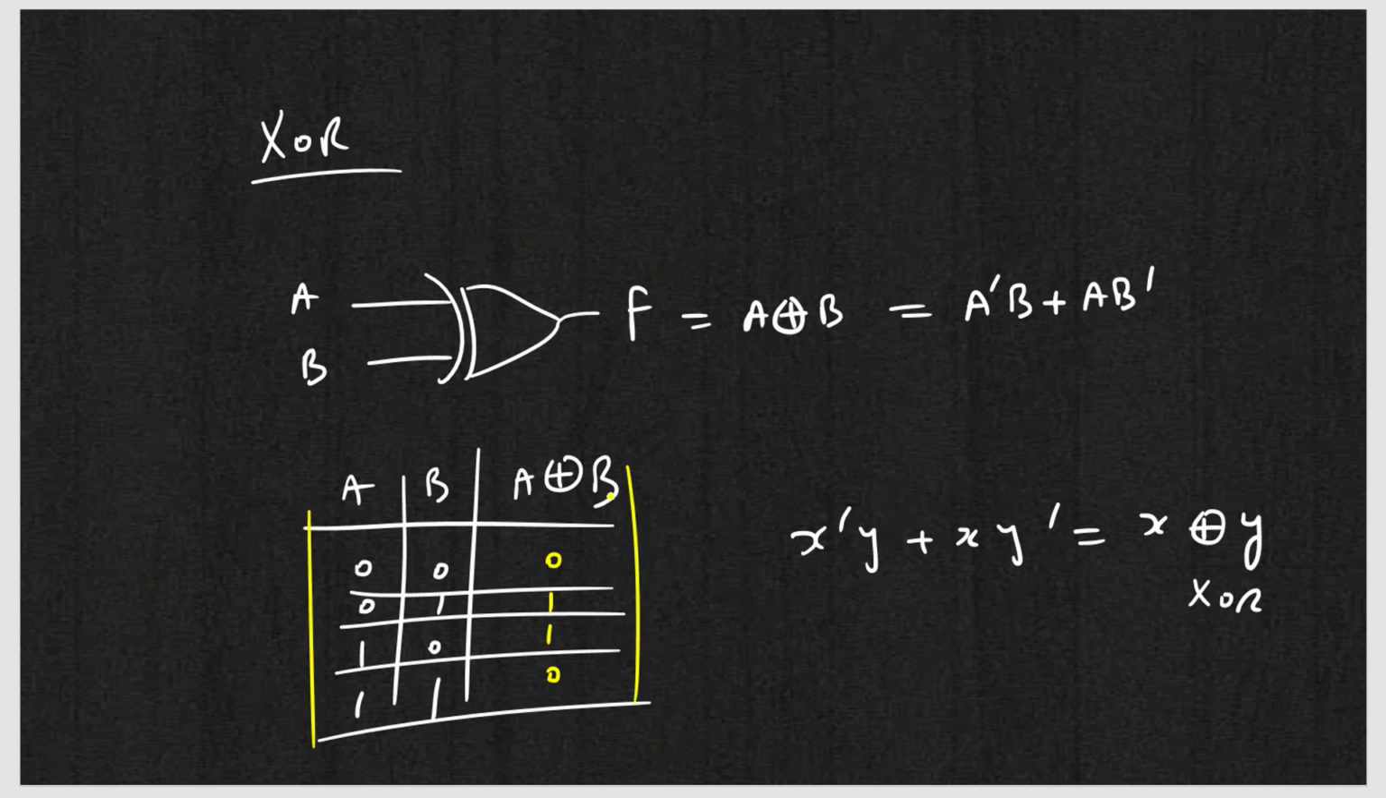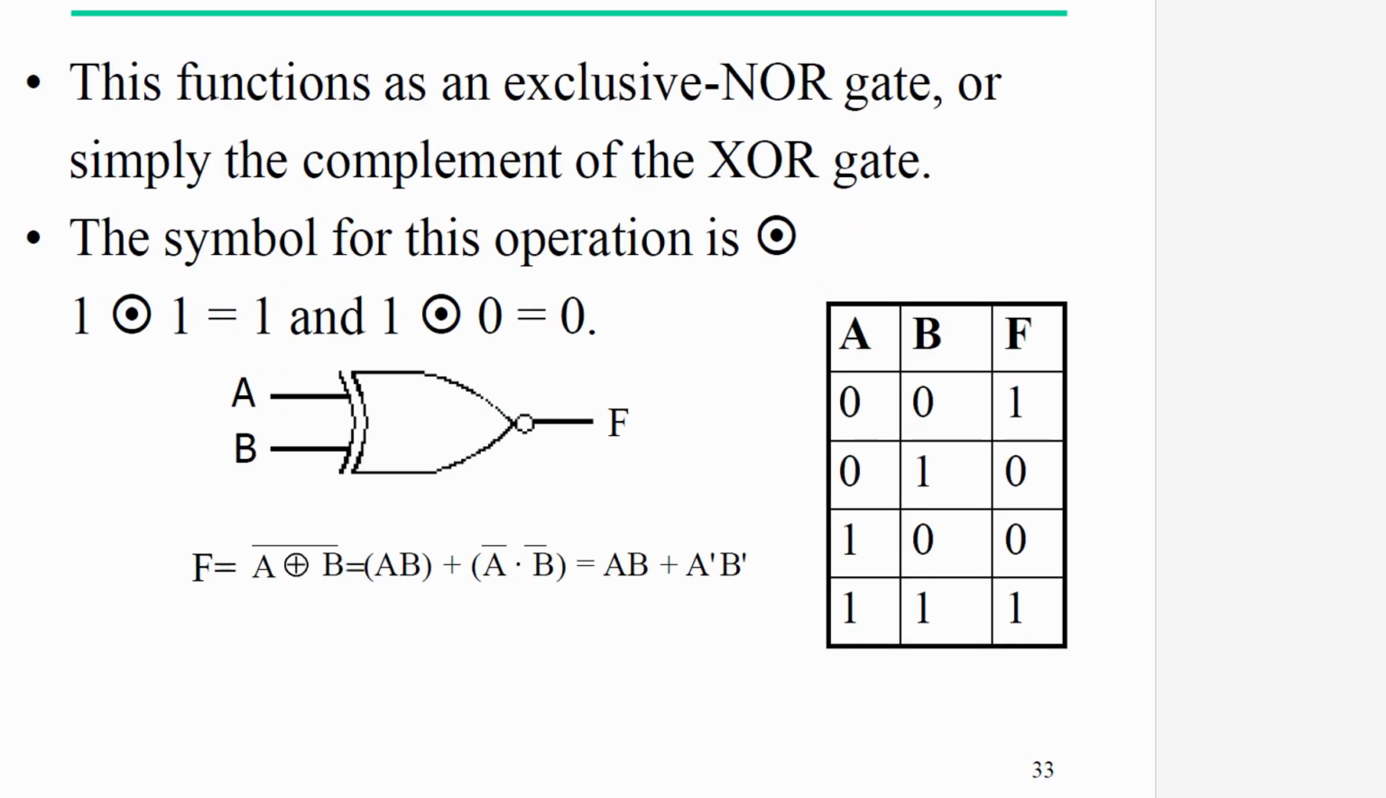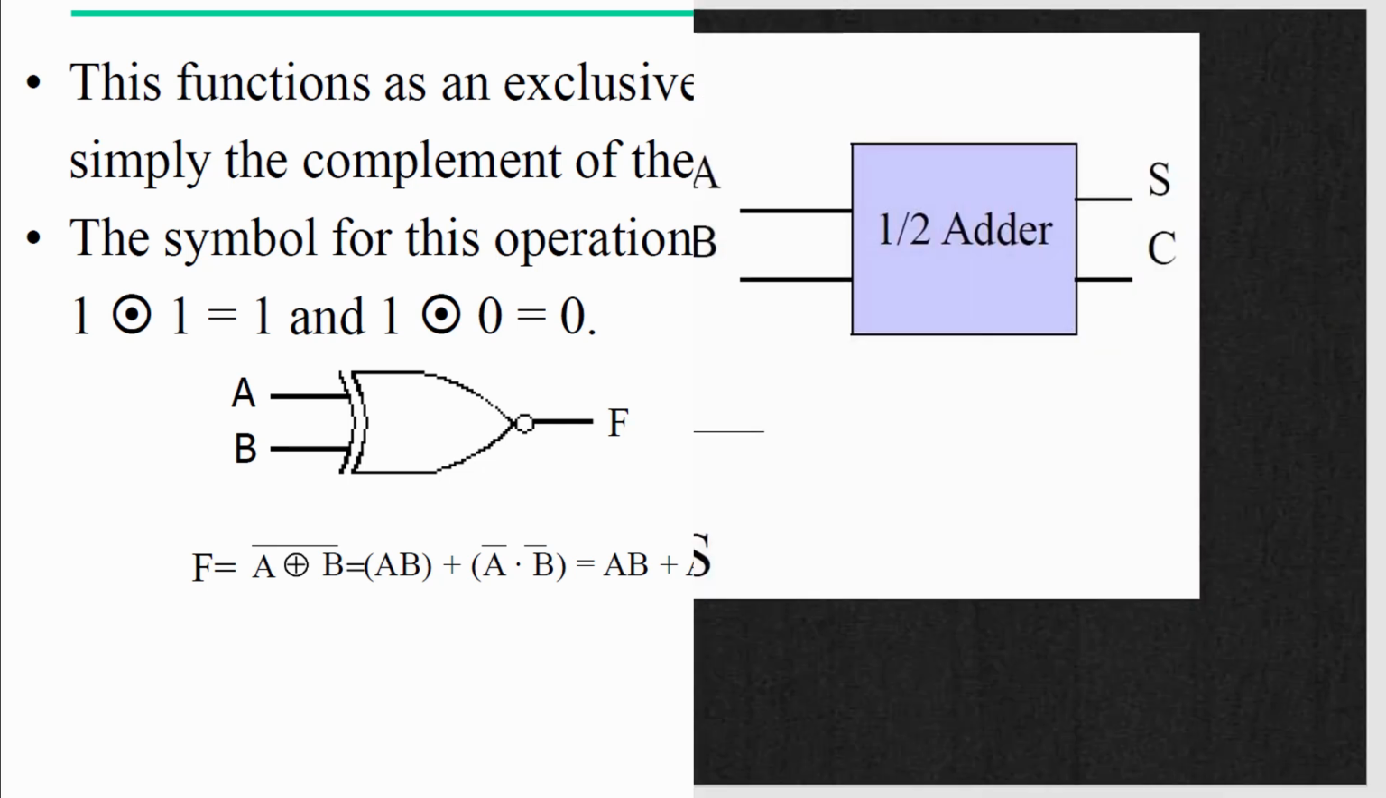XNOR is just the complement of this. It's just 1, 0, 0, 1. So here's XNOR. So this is XOR. Here's XNOR. 1, 0, 0, 1. Does it make sense? Yeah, that's the table for XNOR.